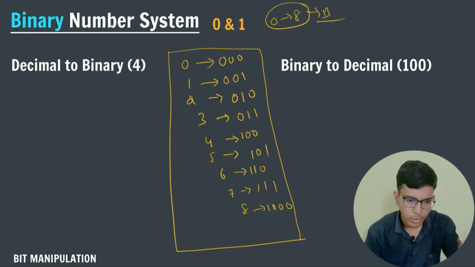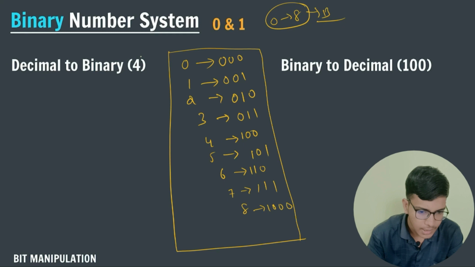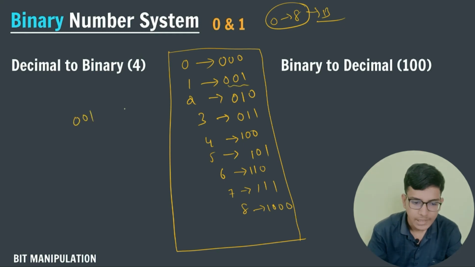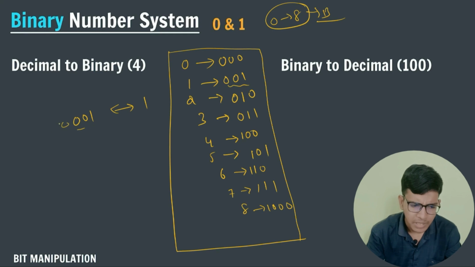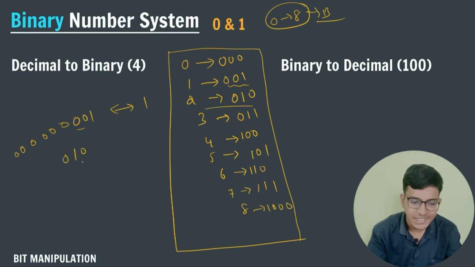Before we dive into bitwise AND, I want to tell you one thing: 001 is 1 in decimal, right? In a computer there are not only two zeros, there are many zeros. Our computer stores many zeros in front of 1. It doesn't matter. Suppose let us take 2, that is 010. We are writing 010, but this is not the exact representation of 2. Our computer will store many zeros in front of it, right?